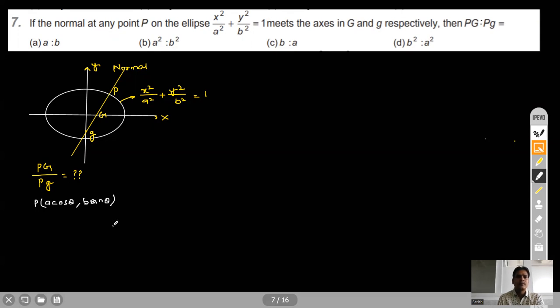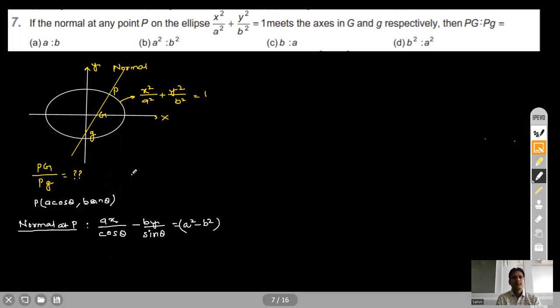And if you remember, or you must remember, the equation of normal. Equation of normal at point P. How can we write that? We write it as ax upon cos theta minus by upon sine theta is equal to a square minus b square. Right? So this is the equation of normal at the point P.